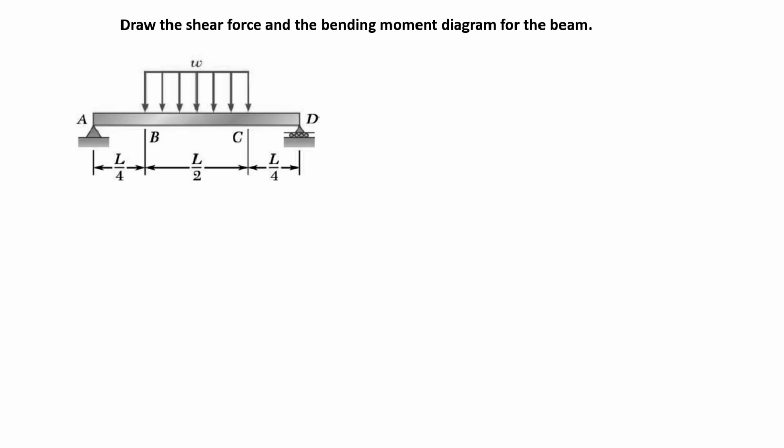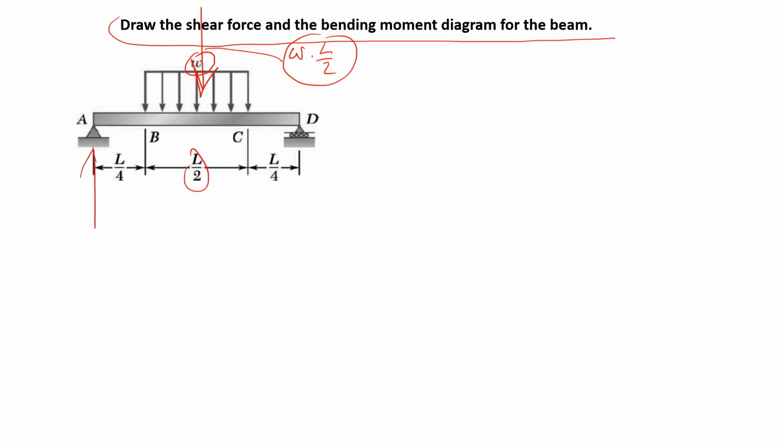Okay, let's use this information in solving problems. Draw the shear force and the bending moment diagram for the beam. Well, we have a simple beam. In the middle, a distributed force W is acting. So this distributed force can be taken as a single force W L over 2. So this is the total force. Here we have two supports. Due to symmetry, these forces will be WL over 4. Now draw the diagram.